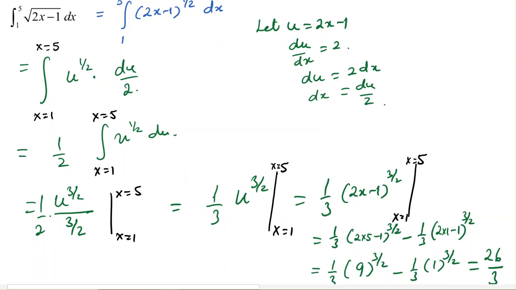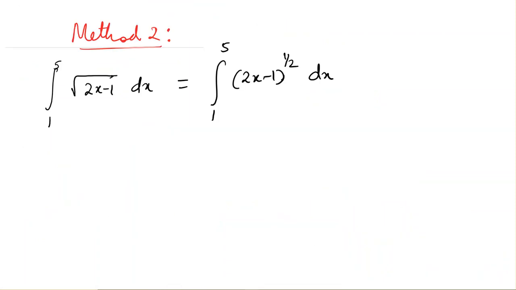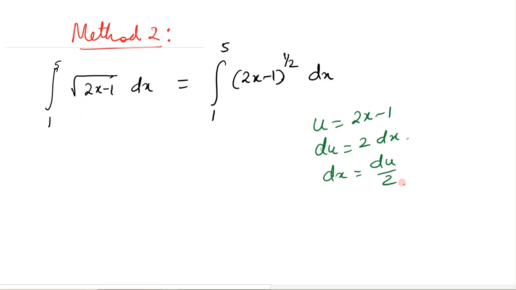There is another way of doing this problem, which I'm going to discuss now. We have the same problem. First we do the substitution: u is equal to 2x minus 1, du is equal to 2 dx, or dx is equal to du over 2. We change our integral to u raised to power half, and in place of dx we get du over 2. Now we also want to change the limits of integration so that we don't have to bother about x again and again.